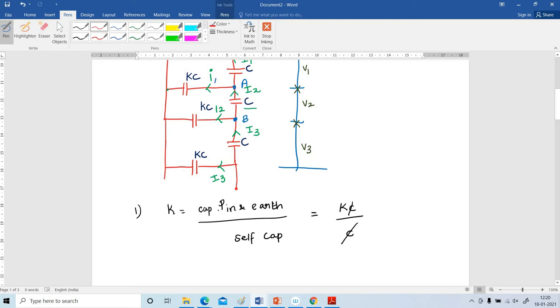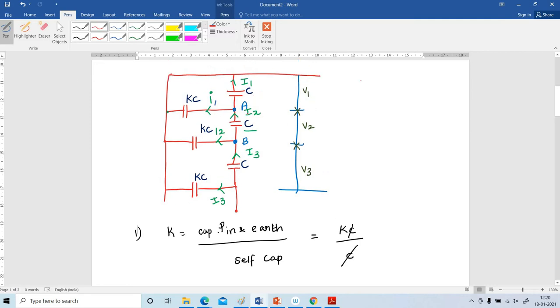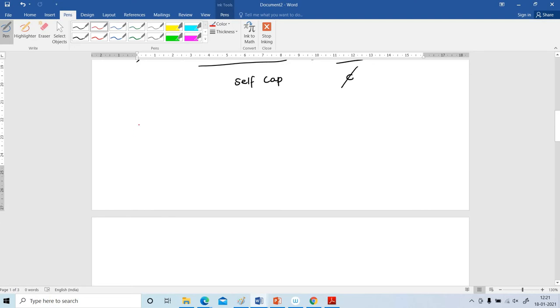You have to take the node A, apply KCL on node A. What is the equation? Incoming current that is equal to outgoing current. Incoming current is I2, outgoing current is I1 and small I1. At node A, apply KCL. So capital I2 equal to small I1 plus I1.